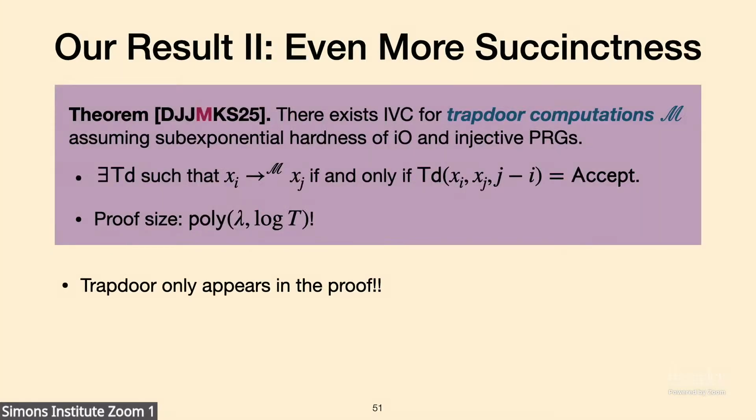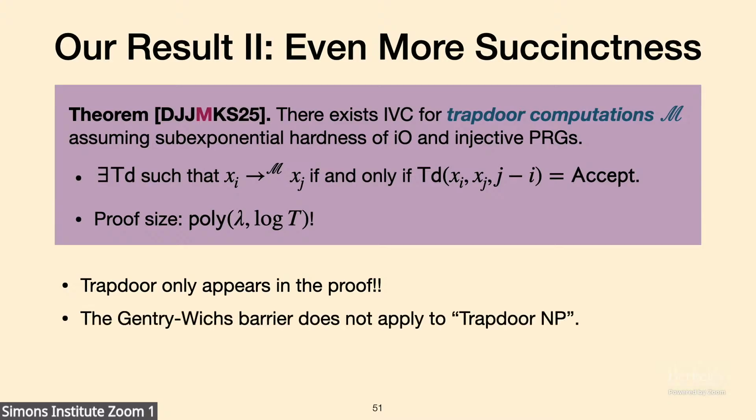OK, so to say again, this is IVC for trapdoor NP. Hopefully I've convinced you there are some interesting applications of this. The trapdoor only appears in the proof, and we get the succinctness that we want. And it makes sense, because I don't need anything about the intermediate configuration in this case to decide the language. So why would the proof size have to grow with the intermediate configurations? So yeah, we get poly-lambda size proofs.